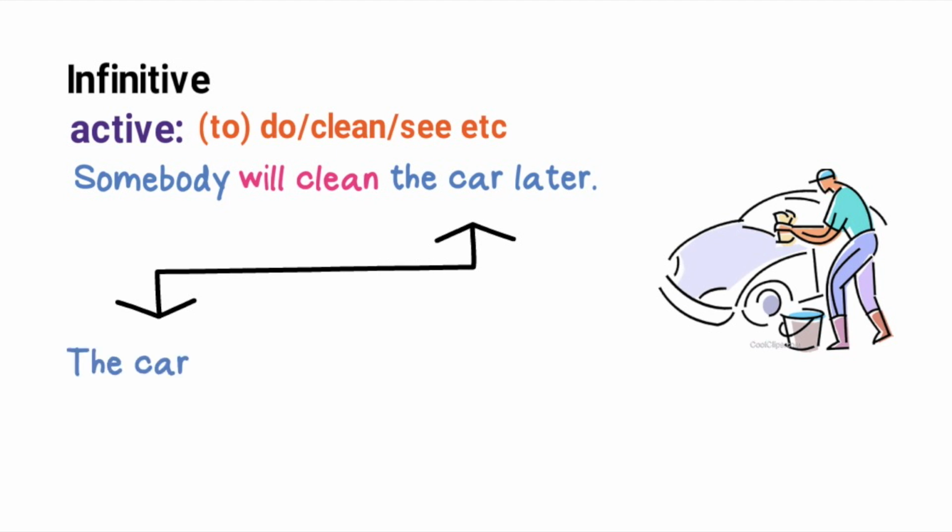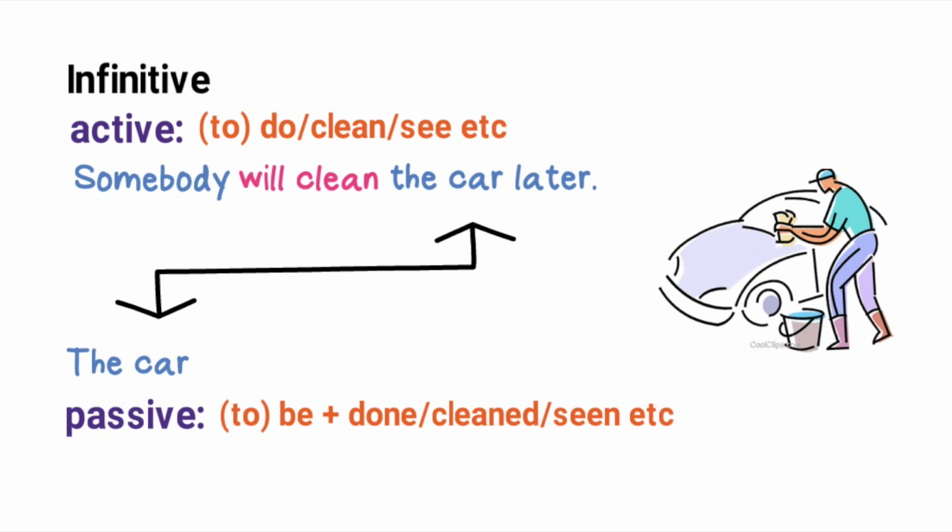Remember, the action of a passive sentence is being done to the subject. The passive form is to be, or just be if it's a bare infinitive, plus the past participle, done, or in this case, cleaned, seen, etc. So here, the car will be cleaned later. As it's a passive, we don't know who will clean the car, and it's not really important. The importance of this sentence is that the car will be cleaned later. The action of cleaning the car is important, and not who does this action.